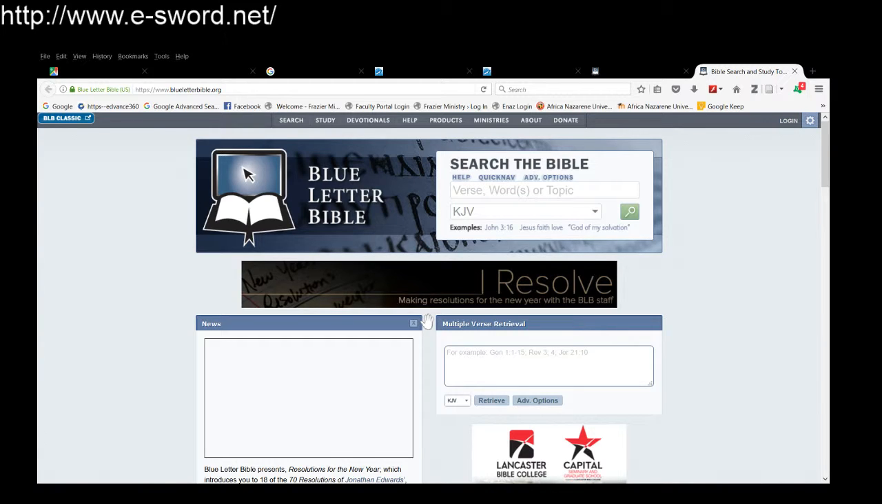So as we scroll down, we can find this same Greek word in Strong's Exhaustive Concordance of the New Testament. So here we're looking at the English word.